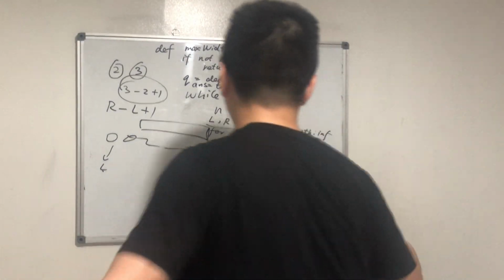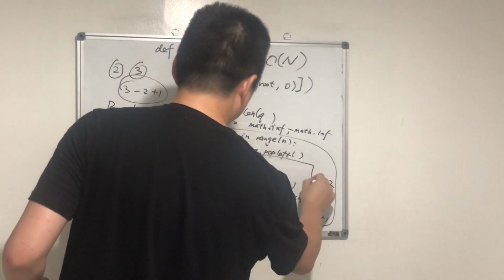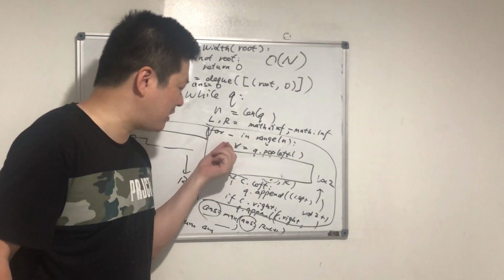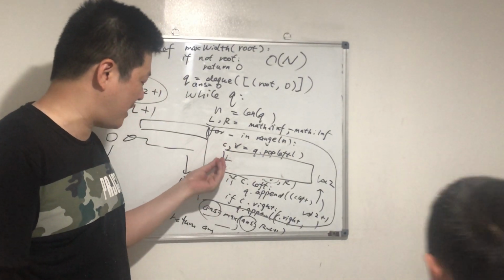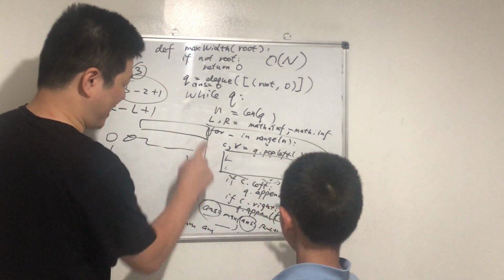Okay, just these two. What's these two? Come on, you see it. We are popping the element from the queue. We need to update L and R. Yeah, L and R.